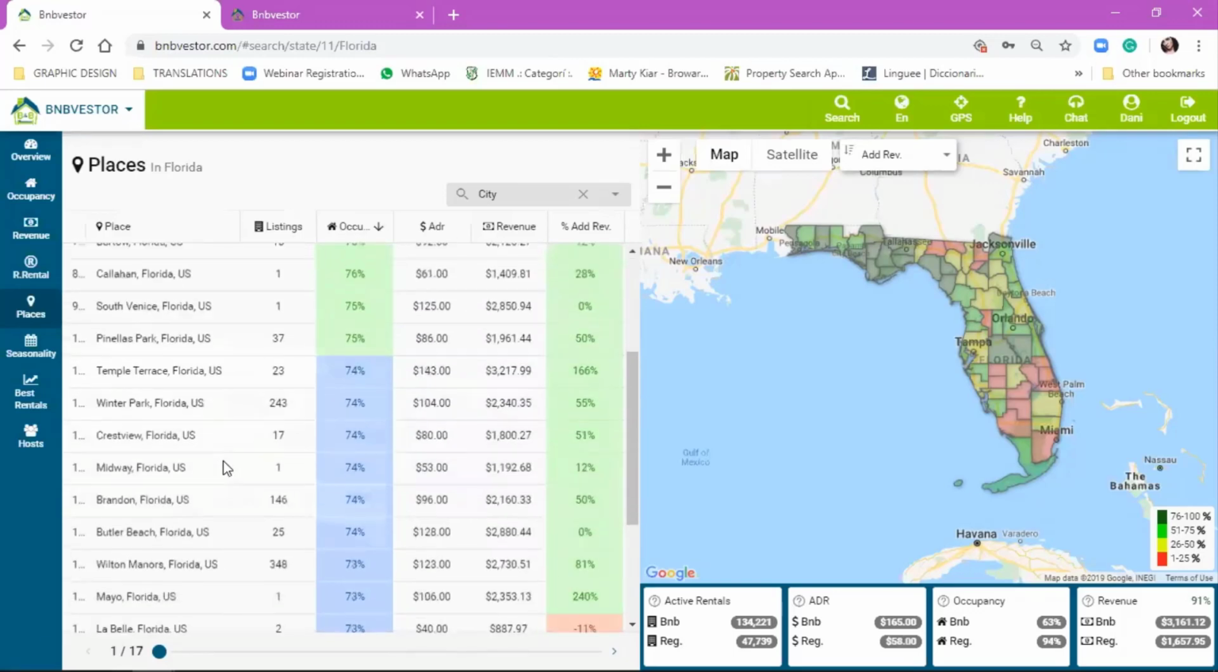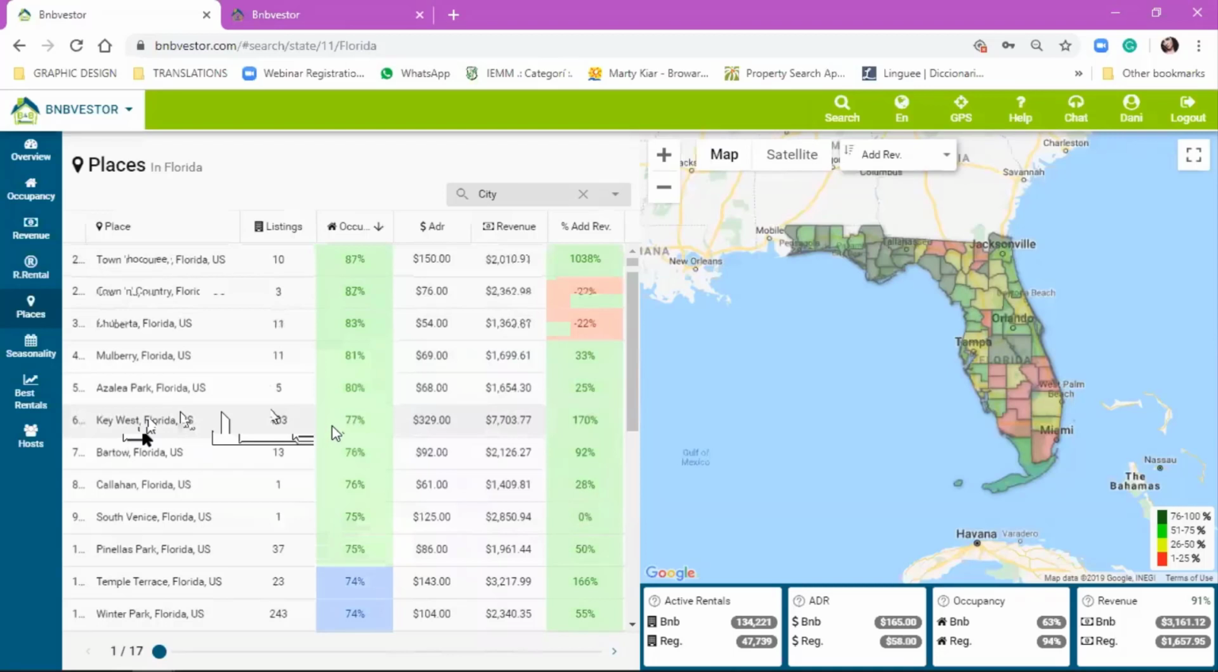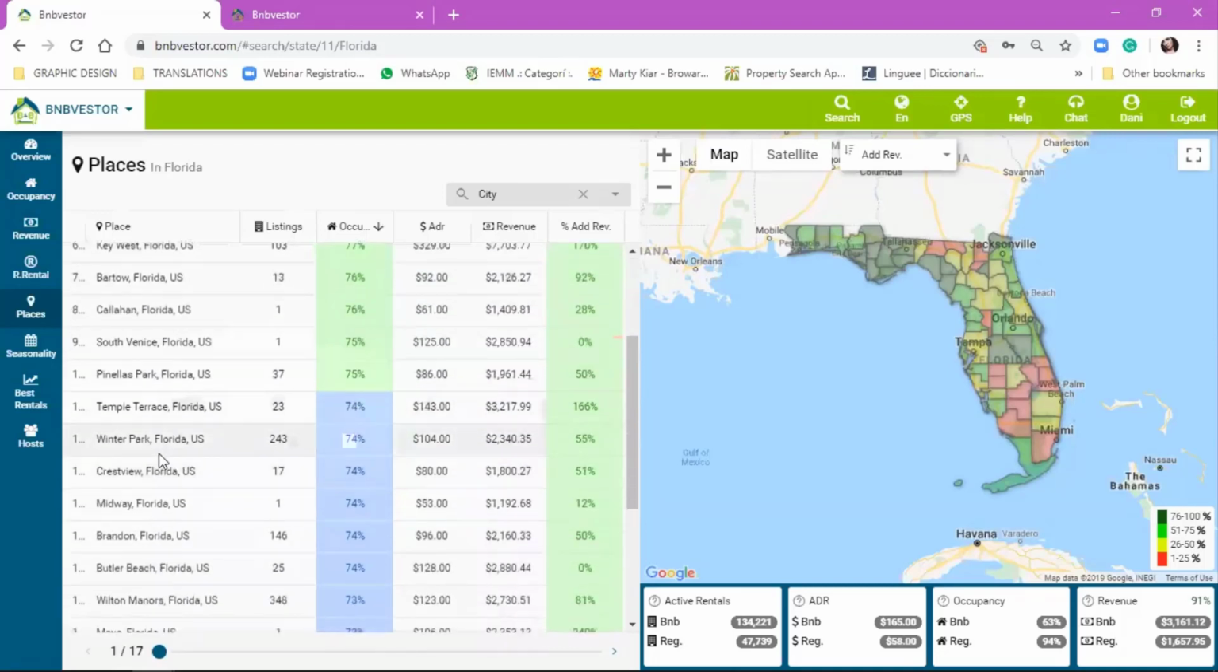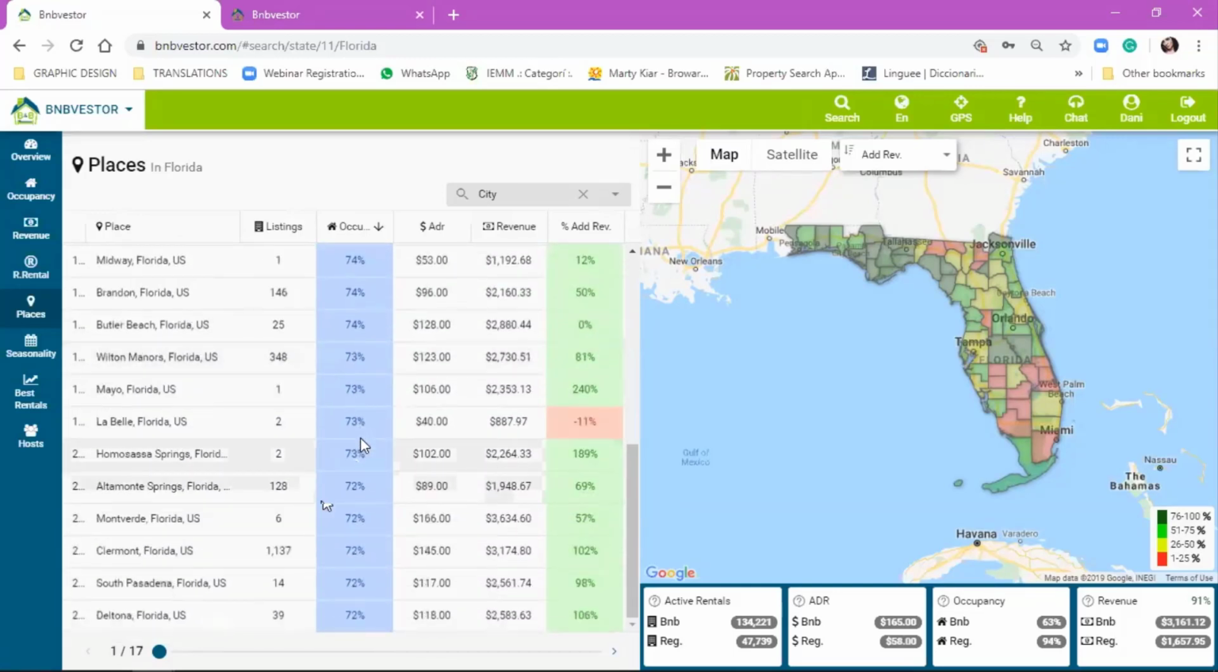But let's take a look into, for example, Key West. It has 77% occupancy. Then we have Winter Park with 74%. It's pretty high. Clermont has 72%. So these are cities that you want to consider, the ones that have sort of high listings, and not compare it with, for example, this. Okay.